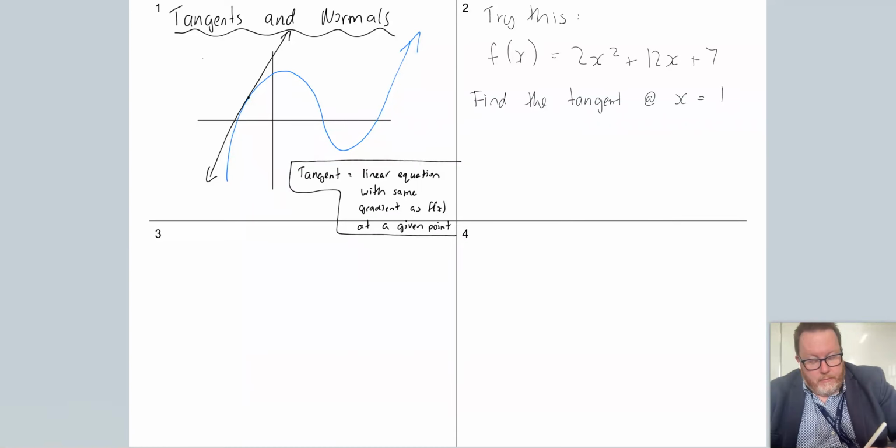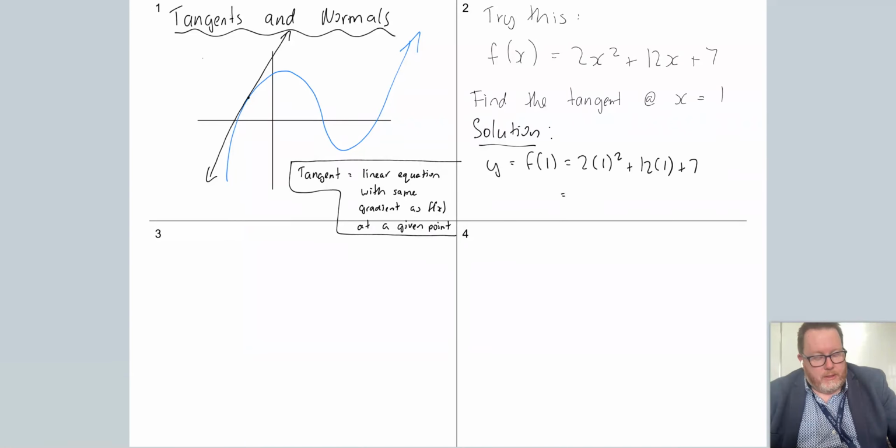So this is the start of the solution: y is equal to f of 1, which is equal to 2 times 1 squared plus 12 times 1 plus 7. Wish me luck that I can do this in my head. 2 times 1 squared is 2, plus 12 times 1 is 12, so that's 14, plus 7 is 19. No, told you I couldn't do it in my head. Let's try that again. 2 plus 12 is 14, and 14 plus 7 is 21. That sounds a little bit more like it, doesn't it? And so we're asked to find the tangent that goes through (1, 21).